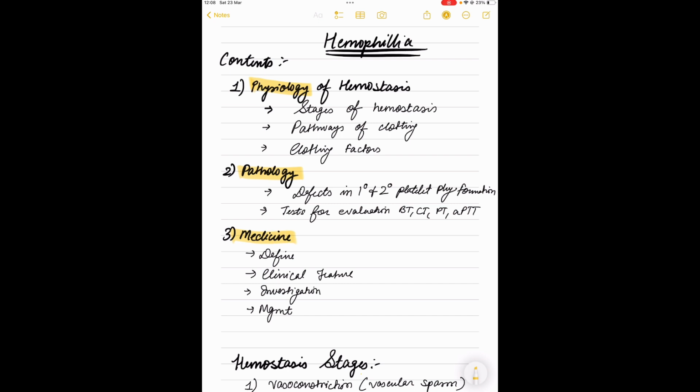In physiology, we'll discuss the process of hemostasis and how things go on when bleeding starts in your body. In the pathology part, we're going to discuss the tests which we use for evaluation of this condition to confirm the diagnosis, as well as the defects that could occur in your body which can lead to bleeding-like manifestations. And in the medicine part, finally, we'll discuss the definition of the condition hemophilia, its clinical features, investigations, and management. So let's begin with the physiological part.